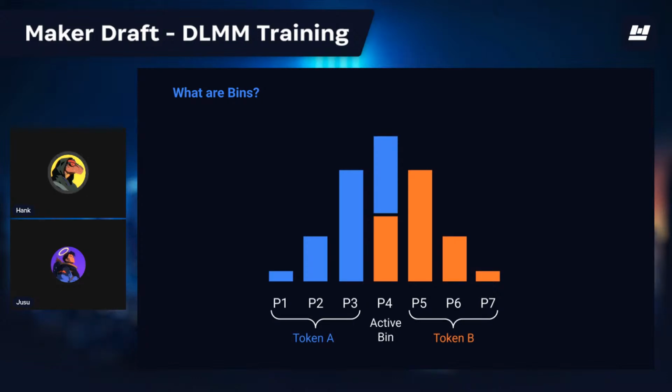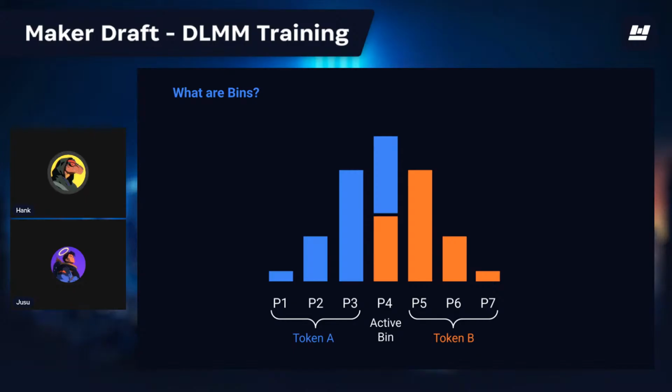So this is when trading happens, and this is slippage-free trading. There's no price impact in the trades. Everything on the left side you will see is token A, and everything on the right side is token B. So what you have here is only one active bin always, and the two sides.